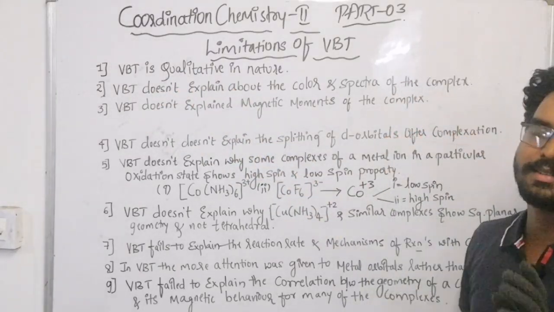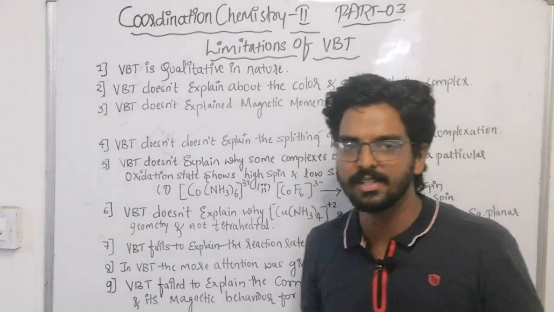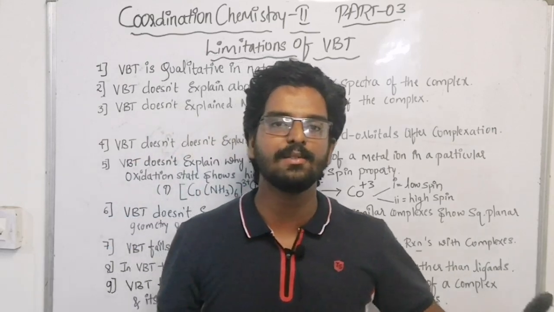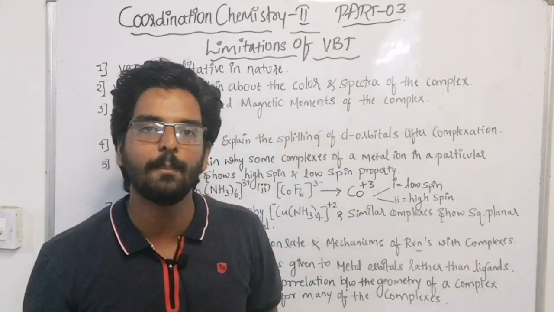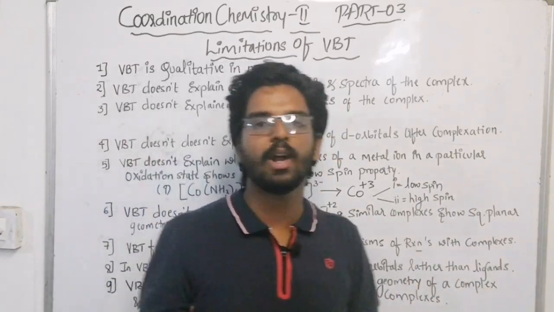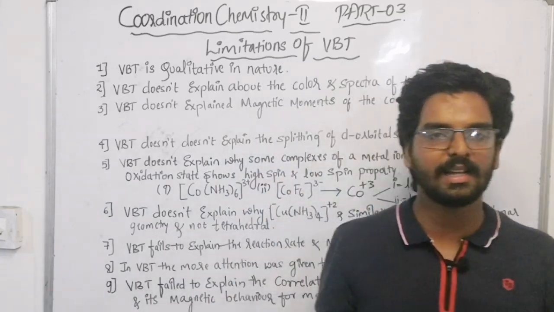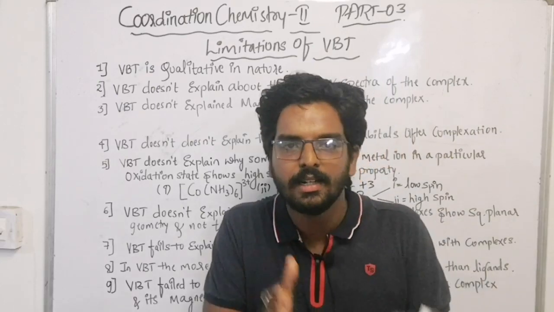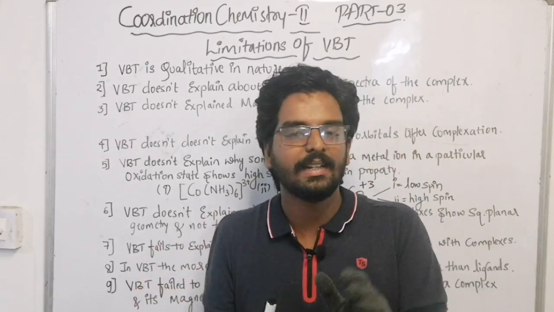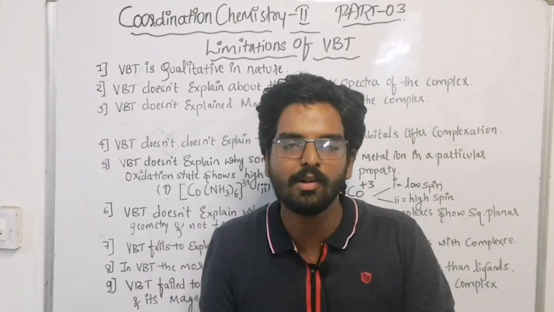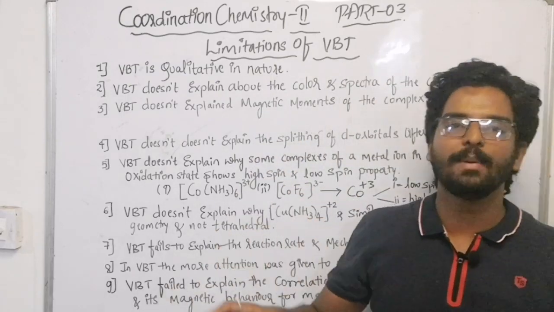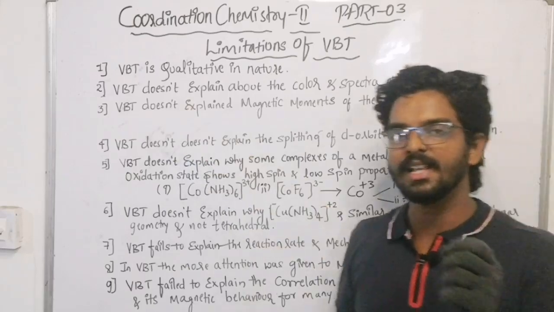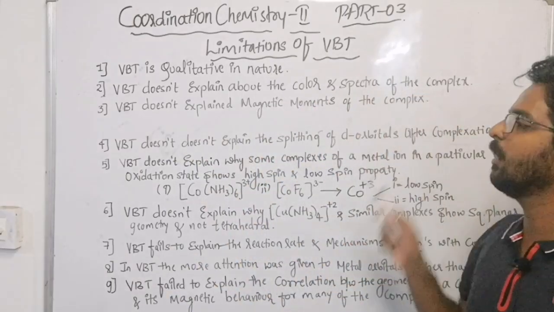And the second very important limitation is VBT didn't explain anything about the color as well as the spectra of the coordination complexes. Many of the coordination complexes have some colors, and they even show some bands. With respect to VBT, it never discussed the color of the coordination complex. It never said anything about color. So the second limitation is VBT doesn't explain the color and spectra of the complexes.